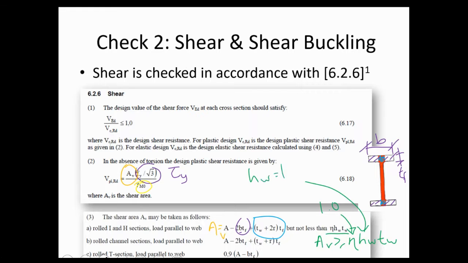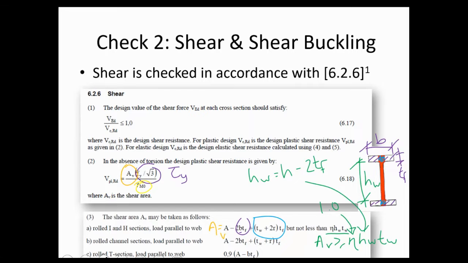HW is equal to the overall height of the section minus twice the thickness of the flange. So that's HW from there to there. It's the overall height of the section minus twice the thickness of the flange. So that's how we define the area.